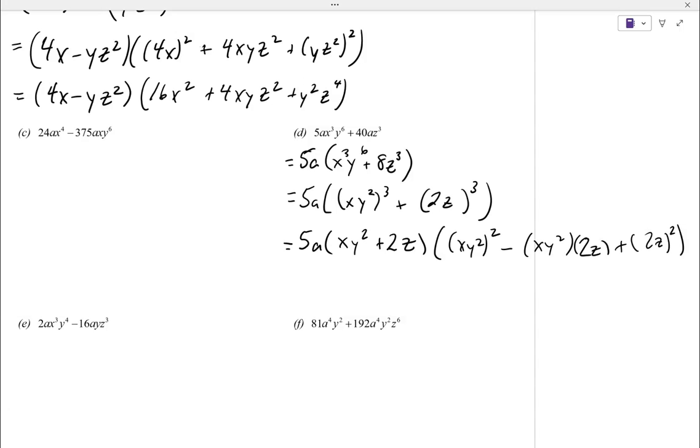Then if we simplify it, make it a little bit prettier. xy squared squared is x squared y to the fourth. This will be 2xy squared z, and then that'll be 4z squared. Just making it prettier at that point. Typically, we write the constants in front and write the variables in alphabetical order. That's just making it pretty. Are we okay with the process?